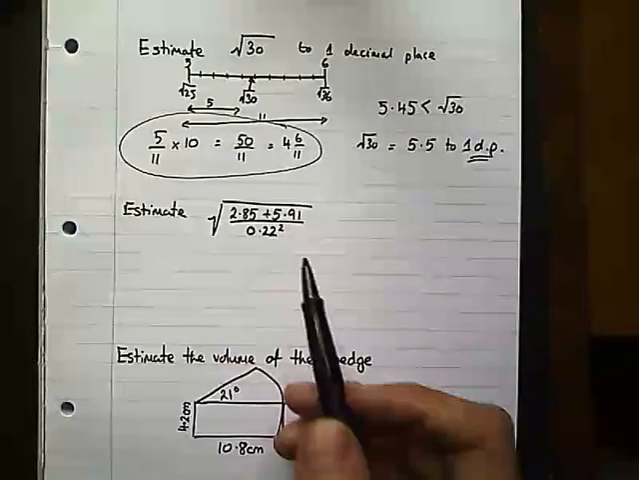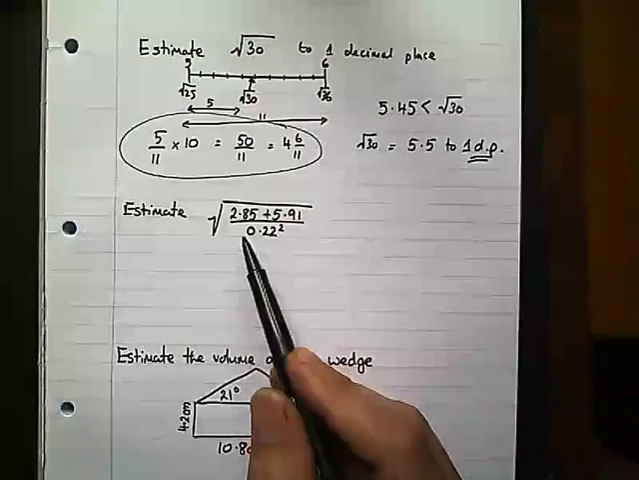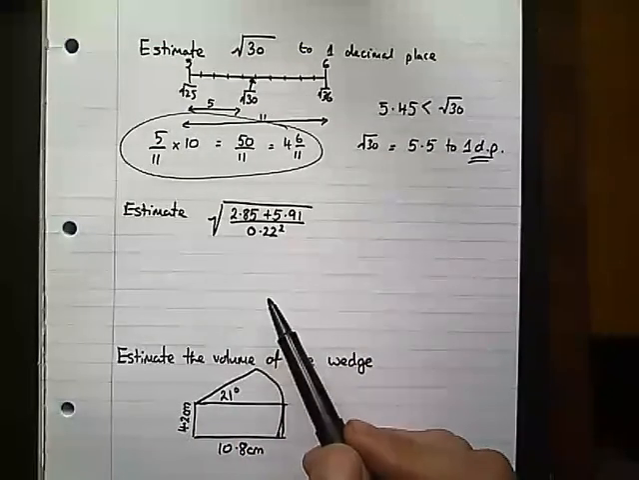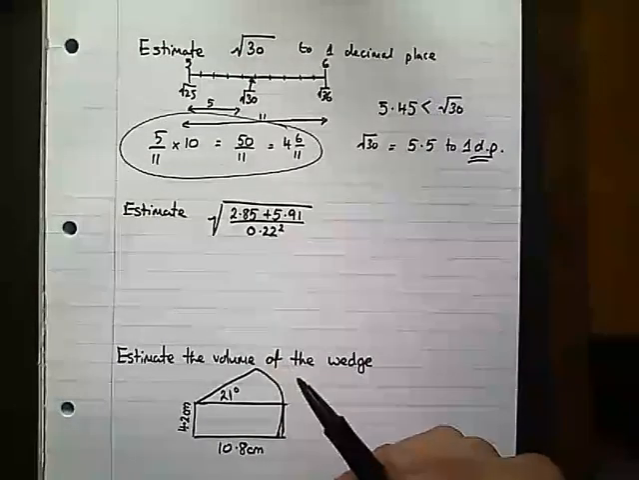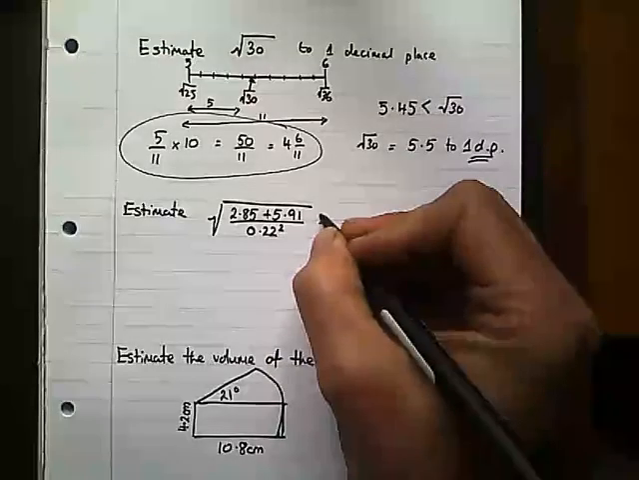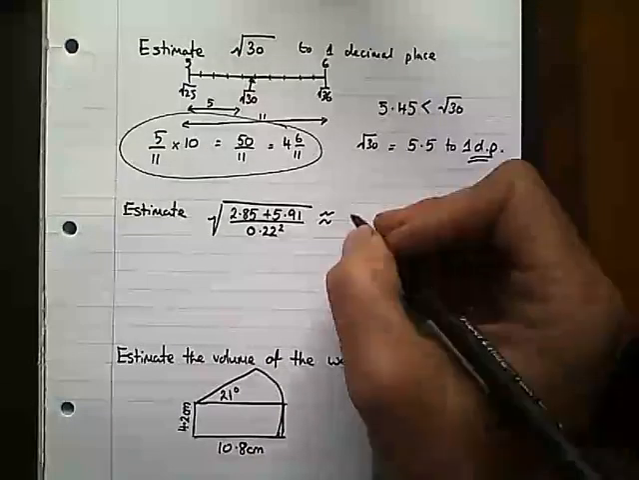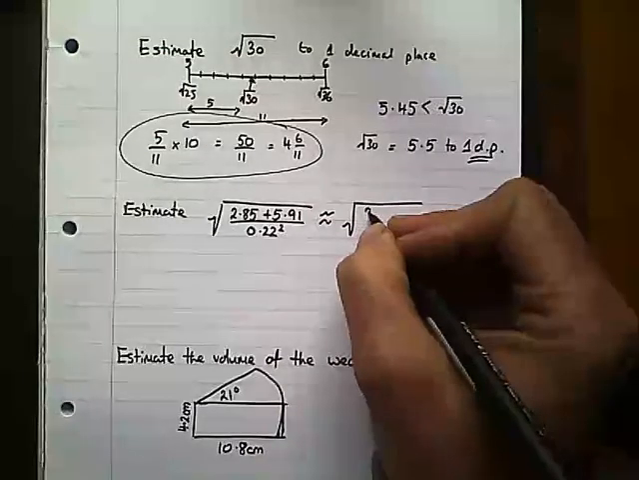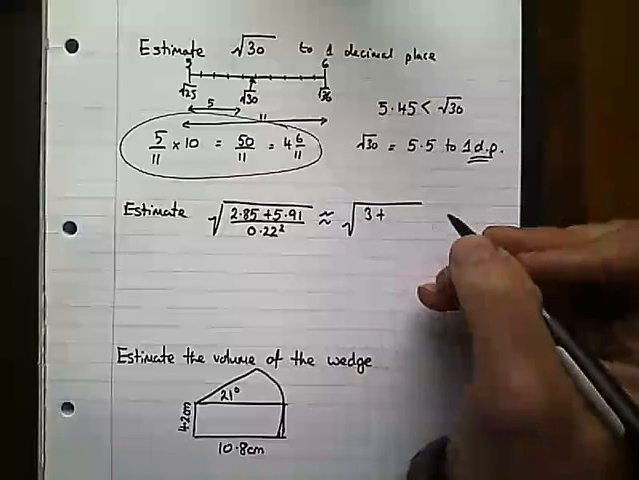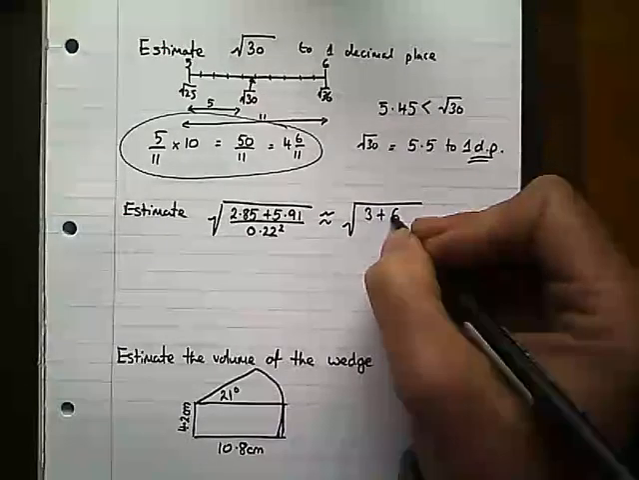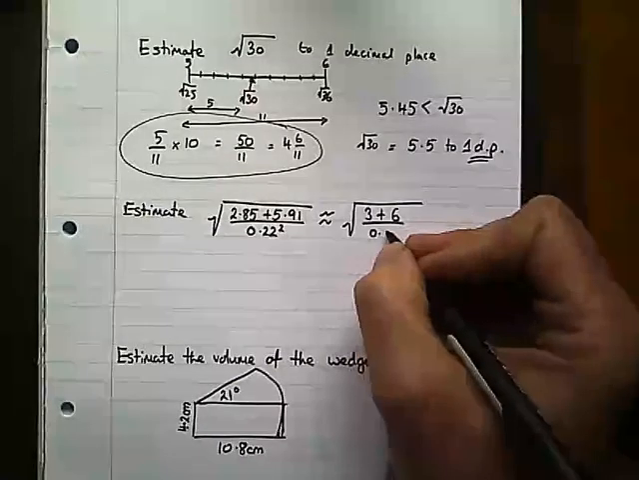I want to estimate this calculation. It's the square root of 2.85 plus 5.91 divided by 0.22 squared. So what I need to do here is round everything again. This is approximately equal to, okay, when we're estimating, we can use this sign because it tells us it's approximately equal to the square root. So 2.85 gets rounded to 3 because that's one significant figure, plus 5.91 to one significant figure is 6. And then 0.22 to one significant figure is 0.2, and that's all squared.